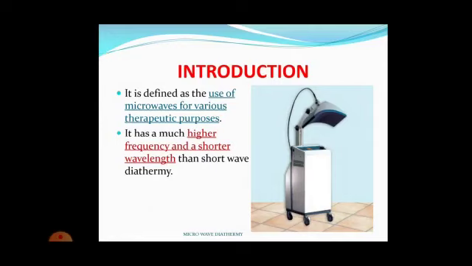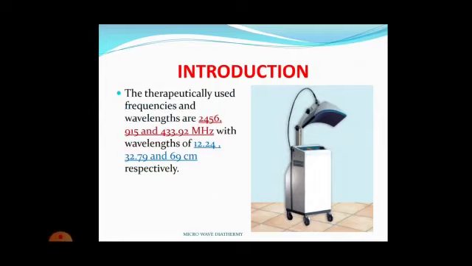What are these frequencies and wavelengths? The frequency range is 300 megahertz to 300 gigahertz, and the wavelength is from 1 centimeter to 1 meter. I repeat, frequency is 300 megahertz to 300 gigahertz, and wavelength is 1 centimeter to 1 meter. Now these are the ranges.